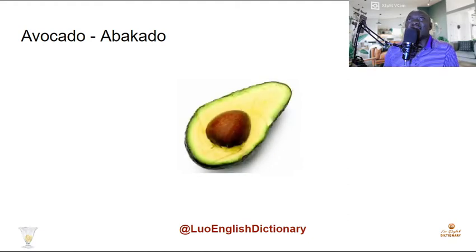Avocado. Avocado is worldwide, and we just call it avocado. Many people call avocado avocado. Nobody is changing the name. I don't think with its sweetness you can even change the name and succeed. What do you think? Yeah, I thought so too.